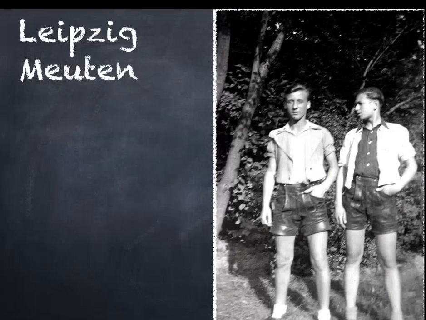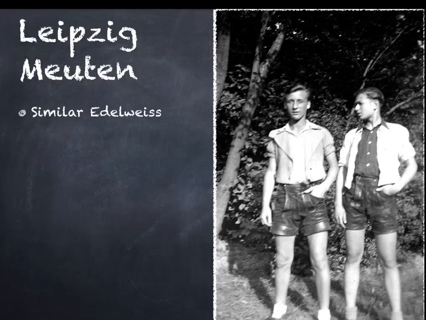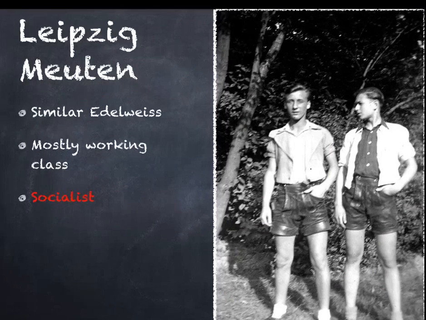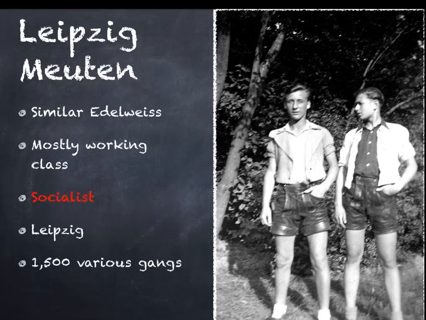The Leipzig Mythen, similar in some ways to the Edelweiss pirates, but of a different background, many of them. Mostly of working class origin. Their parents were socialist, and many of the young people followed their parents' socialist ideas and ideology. So in that way would of course be opposed to the Nazis, particularly in Leipzig, a strong area, although there were 1,500 various youth gangs around Germany.